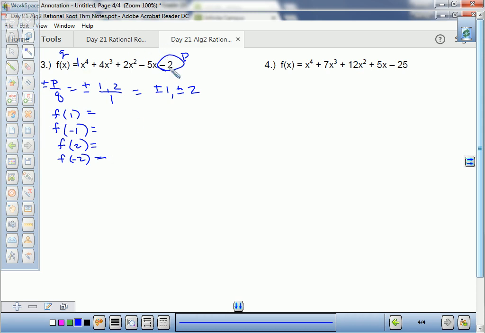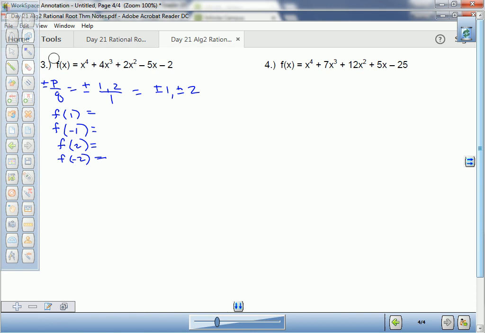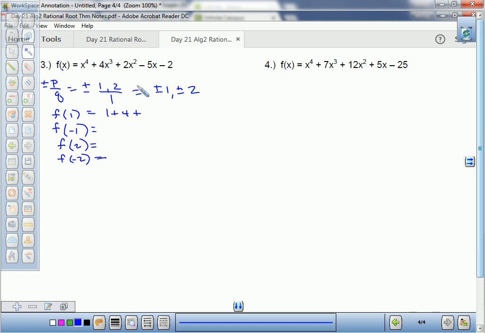Alright, I'm going to talk you through how I do these in my head. First thing we're doing is plugging in 1. 1 to the 4th is 1. And then 4 times 1 to the 3rd. 1 to the 3rd is still 1. 4 times 1 is 4. And then 1 squared is 1, times 2 is 2. And then 1 times negative 5 is negative 5.